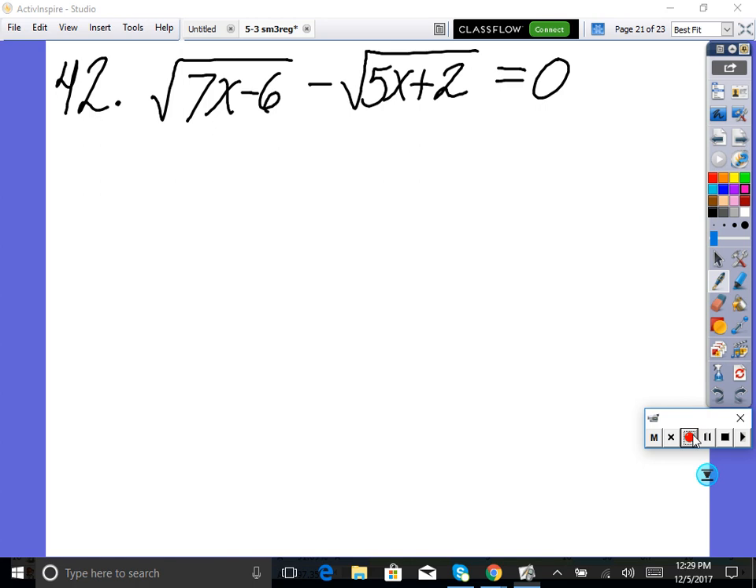Look at 42. The rules always apply. First, isolate the radical. That means even though there's two radicals, you still want one on one side of the equation and the other radical on the other side. You don't want to keep both radicals on the same side. So let's add that over.